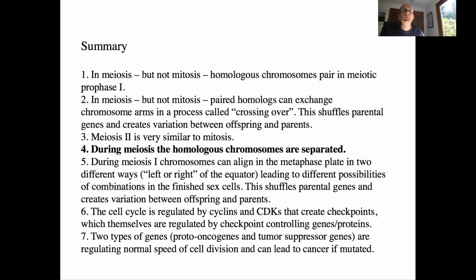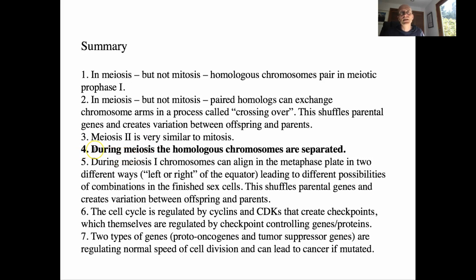So let's summarize what we talked about today. I said that in meiosis, but not in mitosis, homologous chromosomes pair in meiotic prophase 1. I said that in meiosis, but not in mitosis, paired homologs can exchange chromosome arms in a process called crossing over. I said that this shuffles parental genes and creates variation between offspring and parents. Meiosis 2 is very similar to mitosis. Meiosis 1 is quite different.